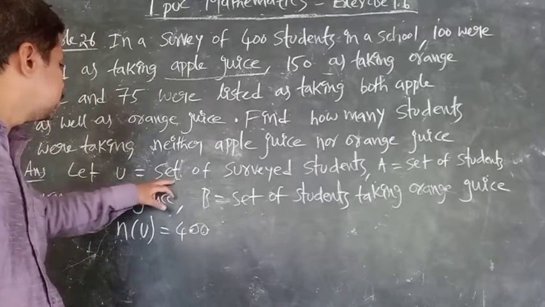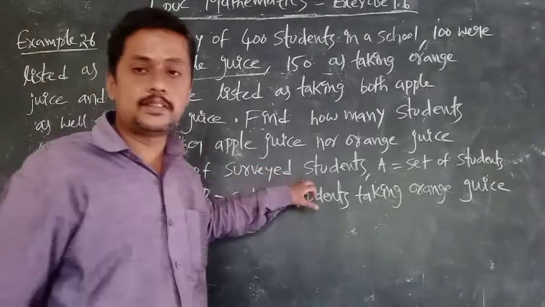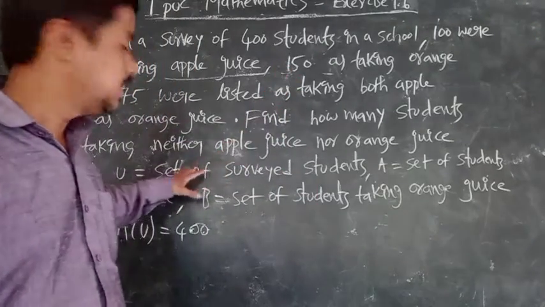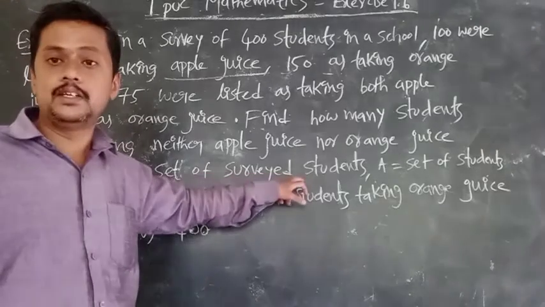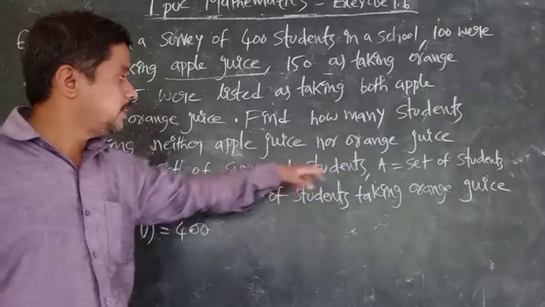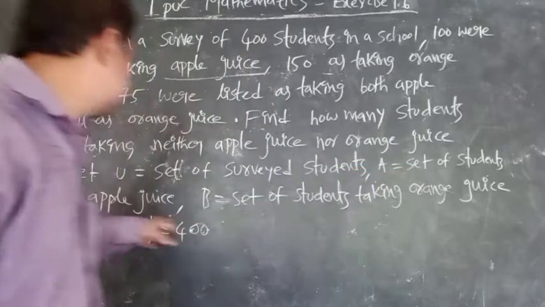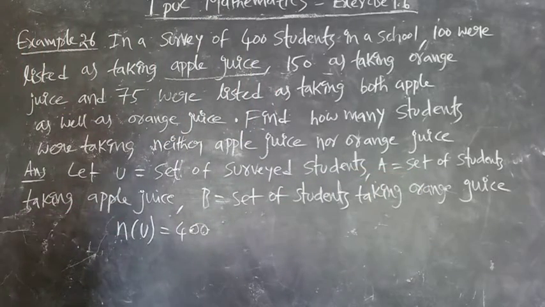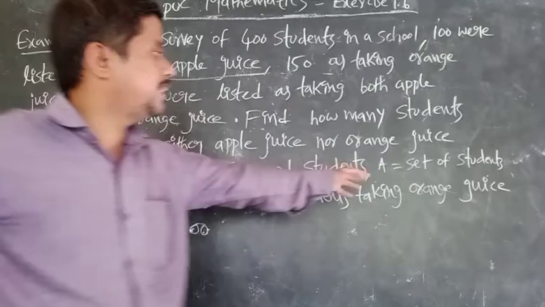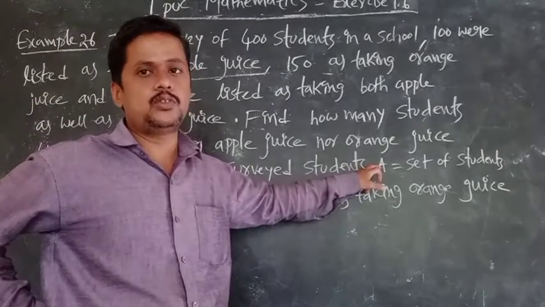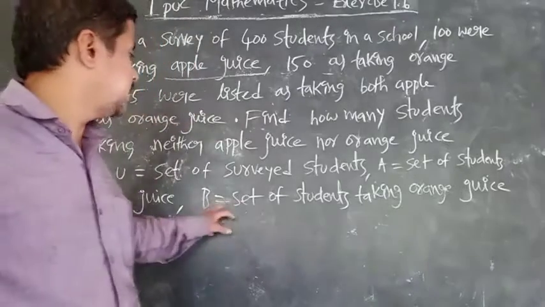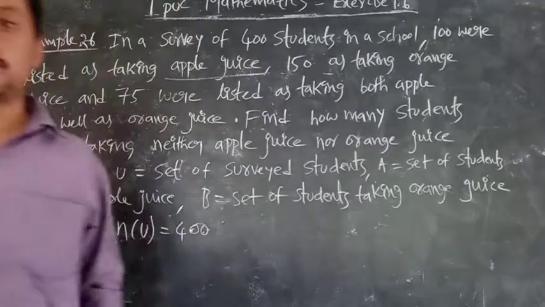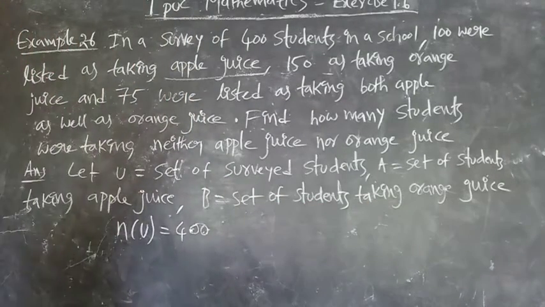See, I will create it. U is equal to the set of surveyed students. The students who were surveyed, however many students there are, I will consider as the universal set. U is equal to the set of surveyed students. Let A be the set of students taking apple juice. We are considering apple juice as set A. And B be the set of students taking orange juice. Those who took orange juice, we are considering it as B.